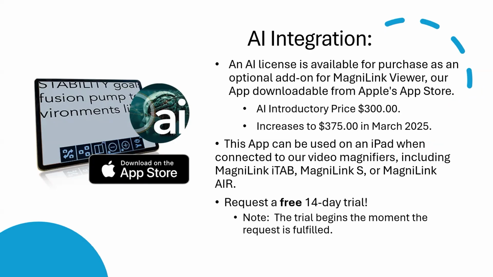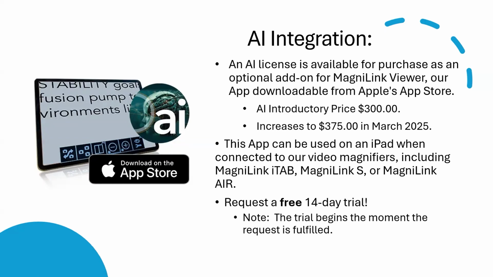First of all, an AI license is available now. You can purchase it now as an option. All you need to do is send an order in with your serial number. So make sure that your reseller has that information. Because if you just say, I want to purchase AI, and you give them a purchase order without a serial number, we can't turn it on. So we do have to have the serial number. That's really, really important. The current introductory price is $300.